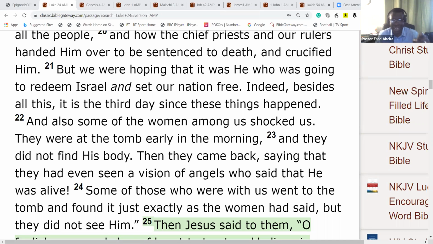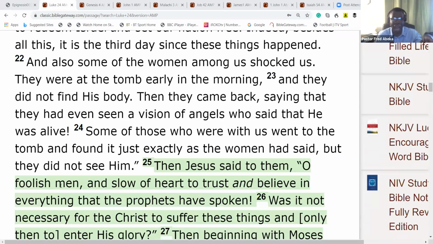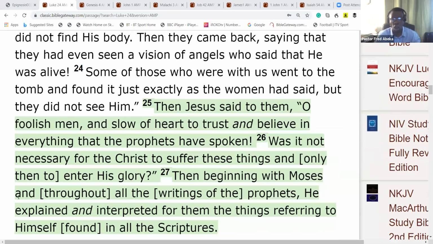Observe the conversation. "Indeed, besides all this, it is the third day since these things happened. Verse 22, and also some of the women among us shocked us. They were at the tomb early in the morning. Verse 23, and they did not find the body. Then they came back saying that they had even seen a vision of angels who said that he was alive. Verse 24, some of those who were with us went to the tomb and found it just exactly as the women had said, but they did not see him."